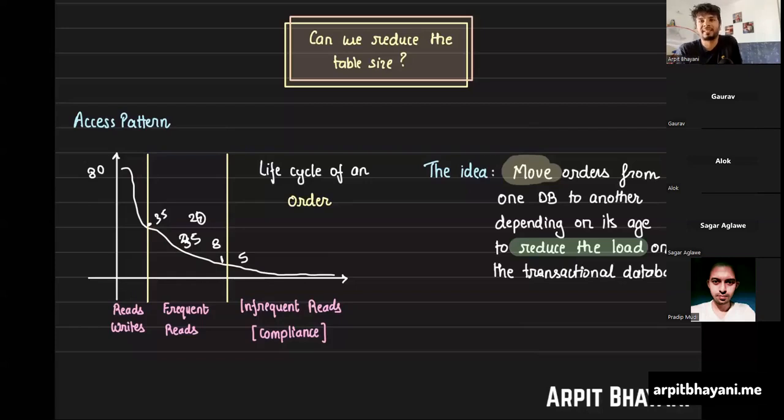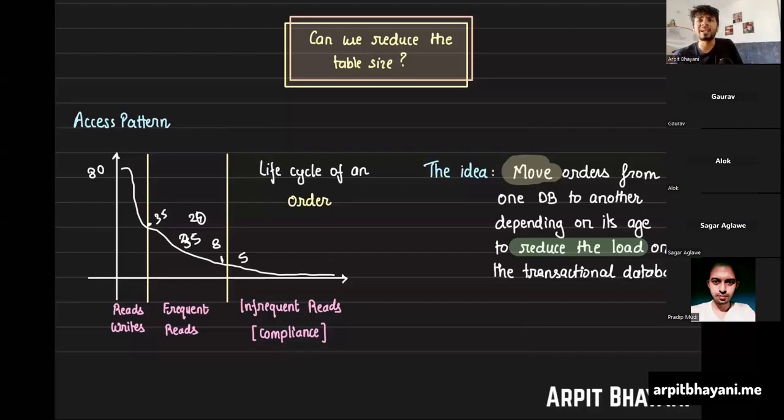Otherwise, you can just guess, right? That also works. Like in case of orders, you can very easily guess how the access pattern should be. But if you have quantifiable metrics, good enough. If not, even a guess works fine. This holds true for almost all systems out there.